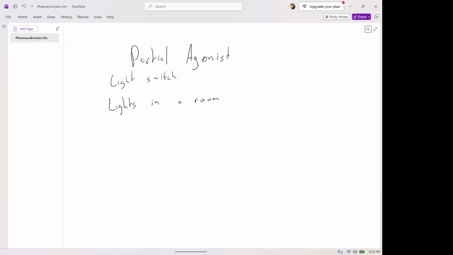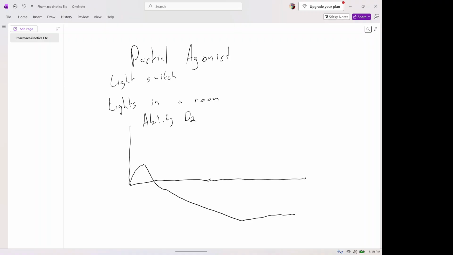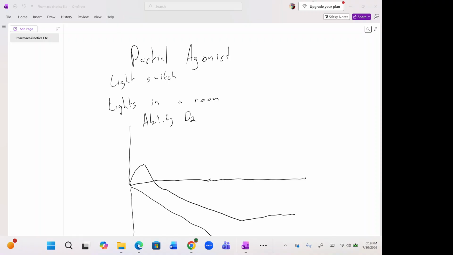So if you look at Abilify's receptor, like D2 activity, you would say it actually goes kind of like this and then levels off. And if we were going to put risperidone in the same graph, risperidone would be like this, where it just kind of goes off to infinity.